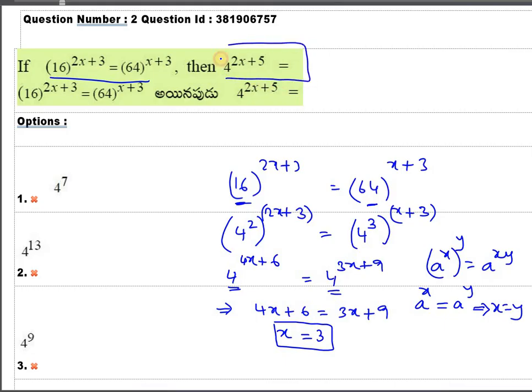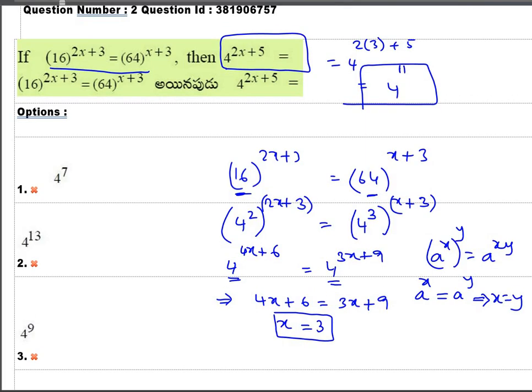4 power 2x plus 5. Now we have the x value. So this is nothing but 4 power 2x. X is how much? 3. 4 power 2 multiplied by 3 (the x value is 3) plus 5. So 4 power 2 3s are 6 plus 5, 11. So 4 power 11 is the answer. Right. I think this is the fourth option here.